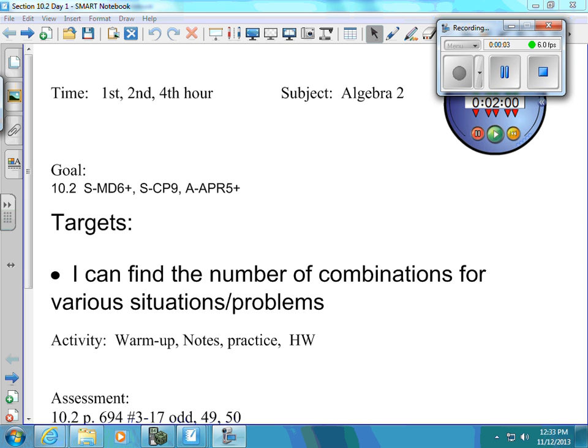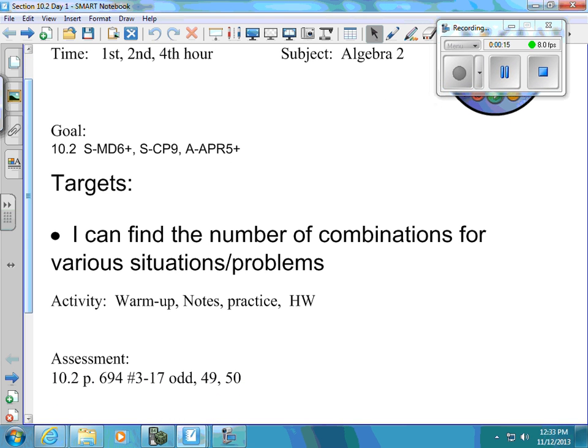Welcome back as we continue on with Unit 6, Chapter 10. We're going to start the second section of Chapter 10. In this section, we're going to do part of this lesson in this lecture. The target for this lesson is I can find the number of combinations for various situations and problems.